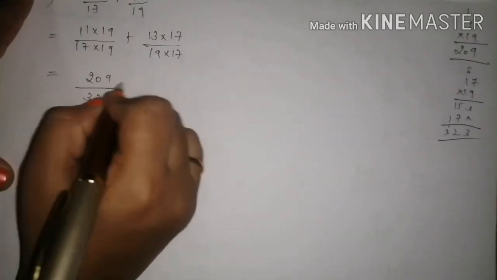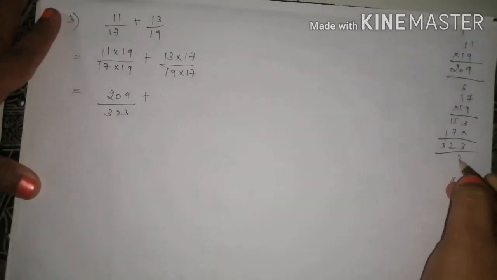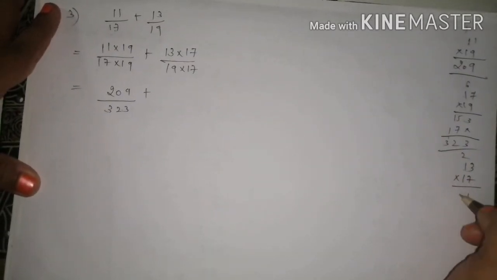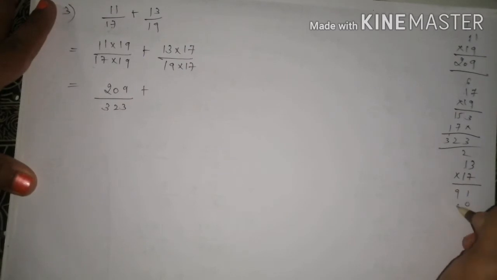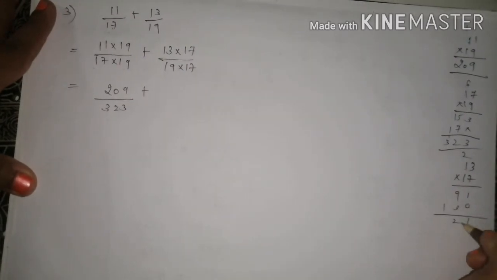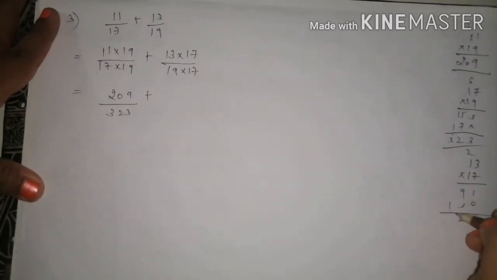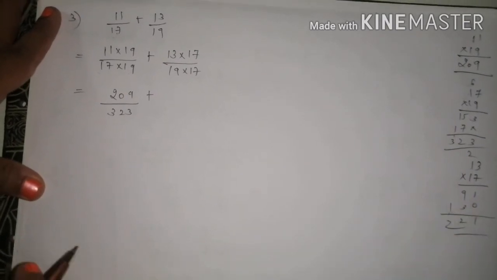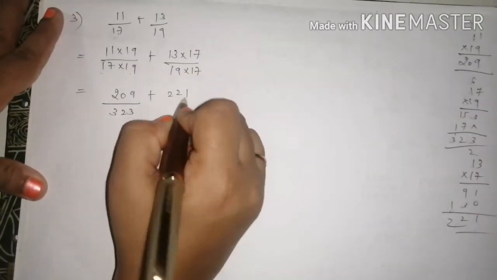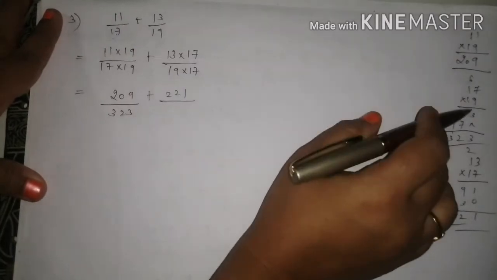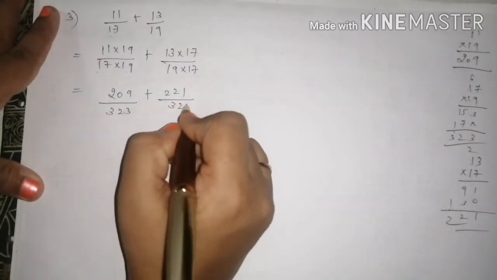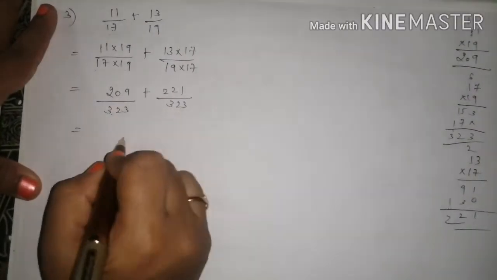Down we got 323 plus 13 into 17. 7 3s are 21, 7 1s are 7 and 2 is 9, 1 3 is 3, 1 1 is 1, 12, 221. Okay, 221. On 19 into 17 we already did, it is 323 only. Now see, the denominator has become same.